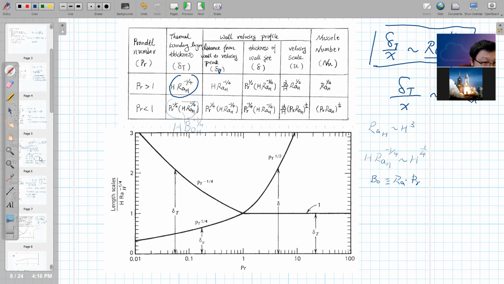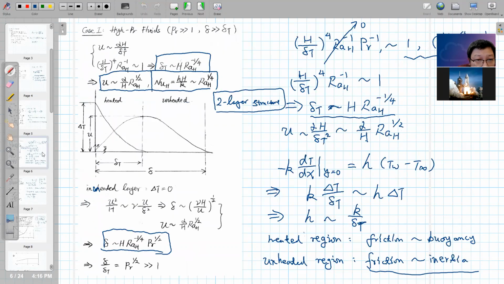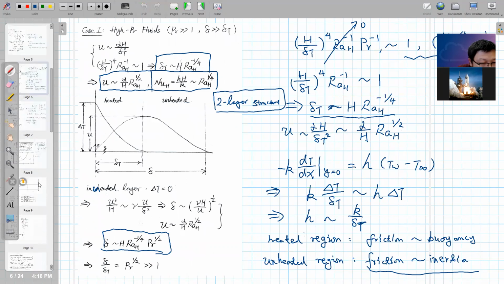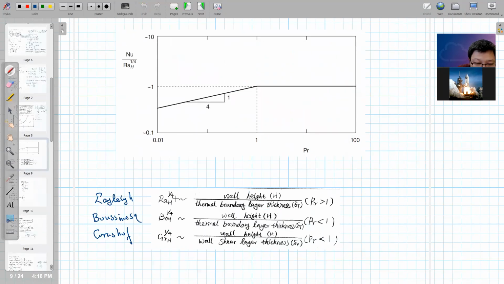All right, so this is the scaling. And after doing the scaling analysis, these are the three important dimensionless numbers we talked about.